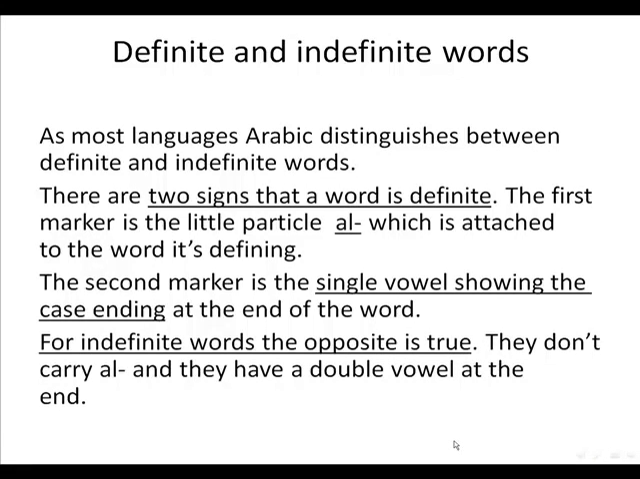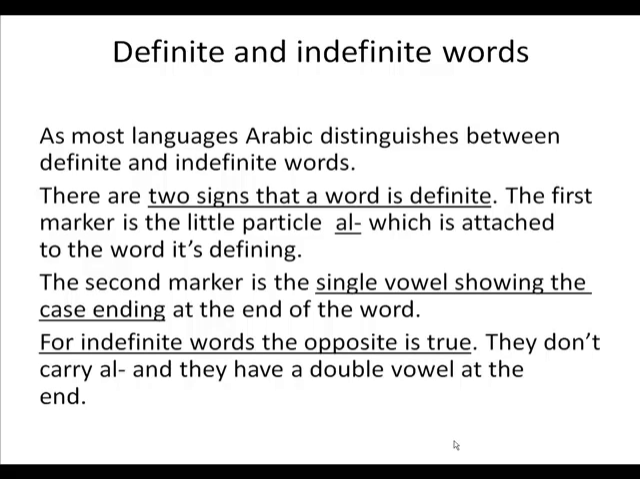As in most languages, Arabic distinguishes between definite and indefinite words. In English, we have "the" to show that a word is definite: the book, the house, the car, etc. When we use that, we know exactly which book, which car, and which house we're talking about. If we don't really care, or if we want to be unspecific, we say a car, a house, a book, etc. It could be any book, any car, or any house.